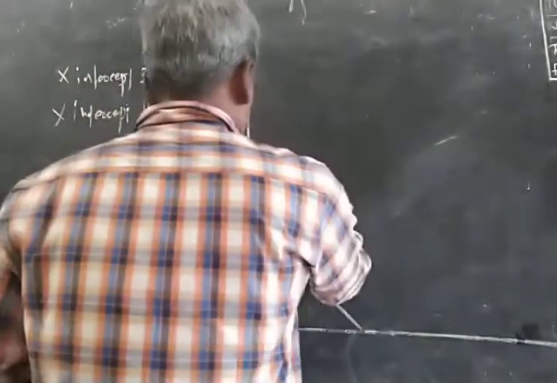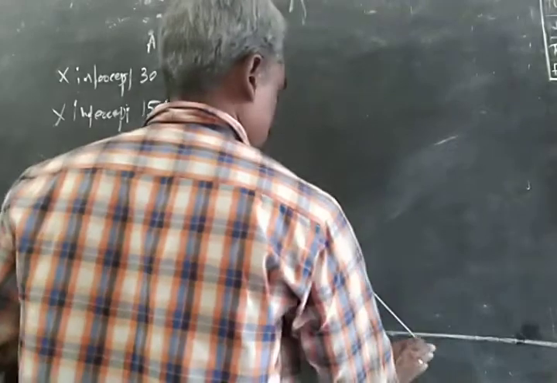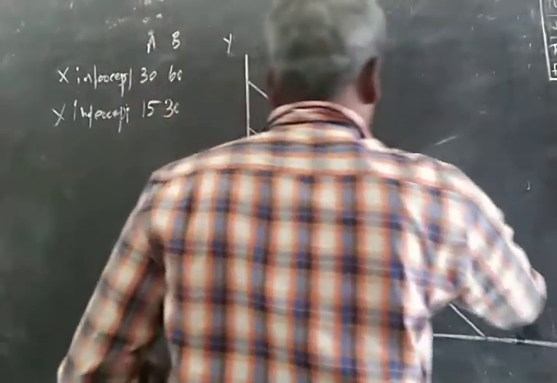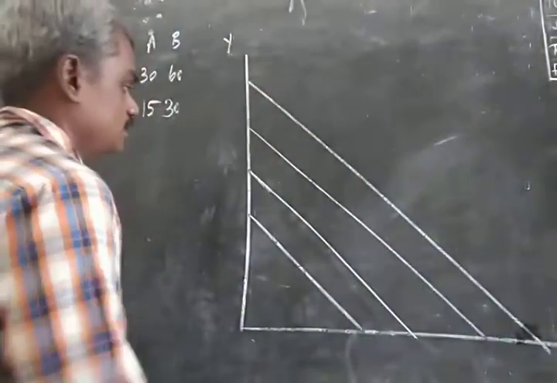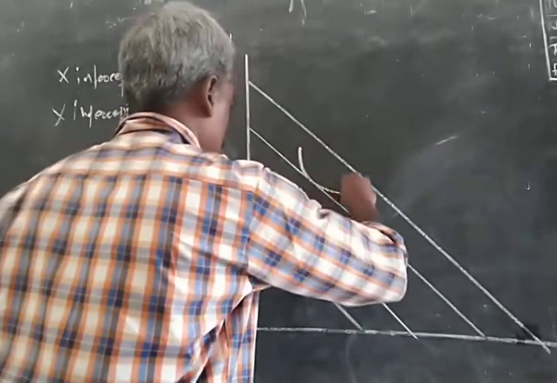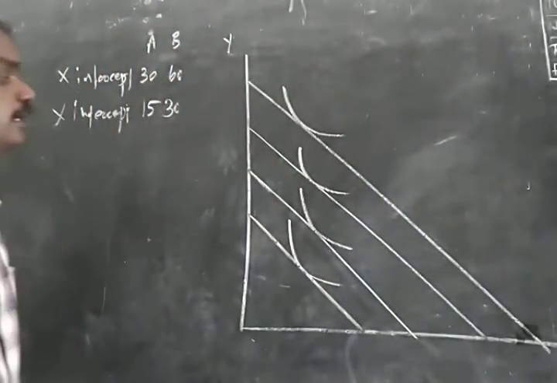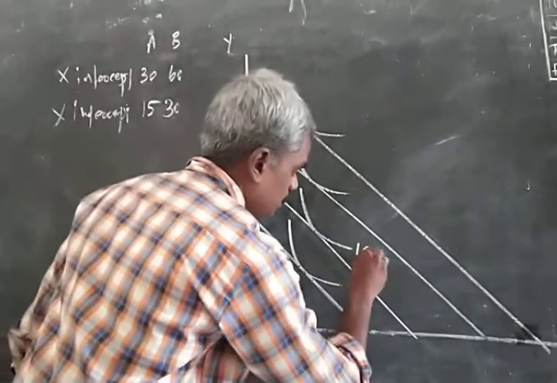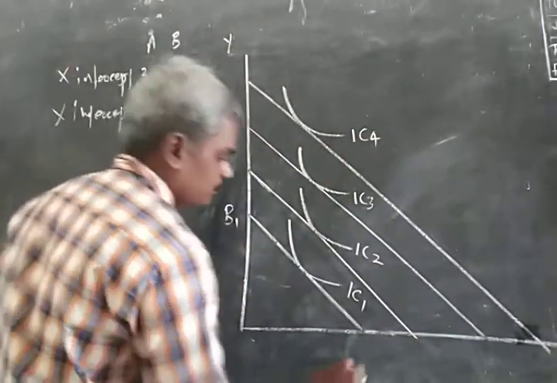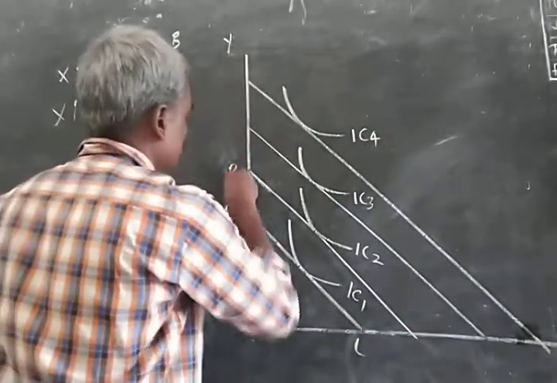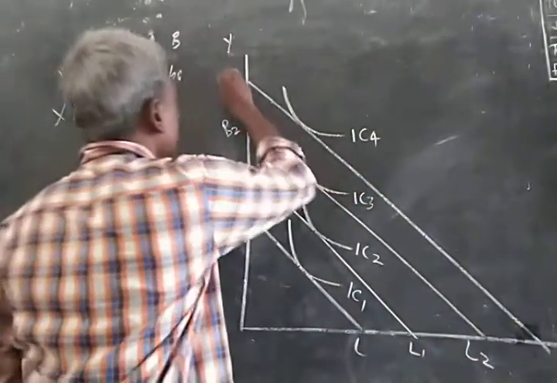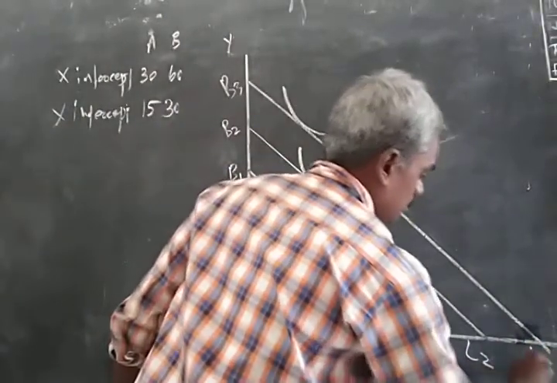These are shifted upwards because the consumer's income has increased. Each time his income increases, his budget line shifts upwards. So these are his budget lines, and now these are the indifference curves. This is indifference curve 1, IC2, IC3 and IC4. This is B1L1, BL, B1, L1, B2, L2 and B3, L3 for budget lines.